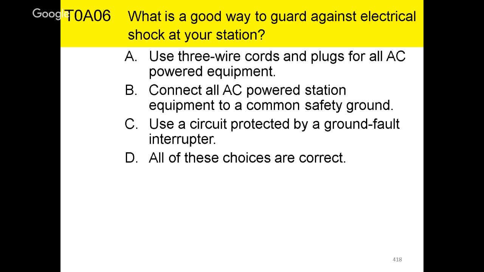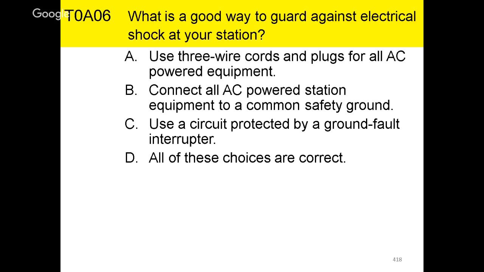What is a good way to guard against electrical shock at your station? Sometimes your cabinets will carry a potential on the outside of them. My old HT40 transmitter was one of those. It didn't really have a third wire for a ground connection. It was just a two-wire connection right into the wall, and it sometimes carried a little bit of a potential. And if I touched it just the right way, I could get a slight shock out of it.